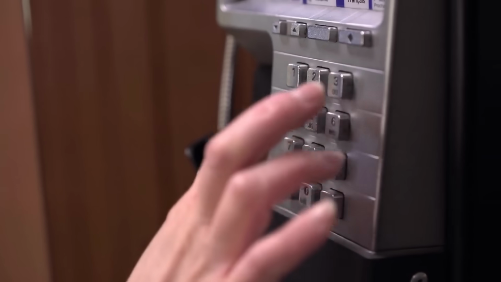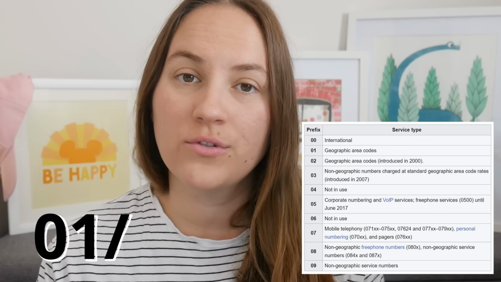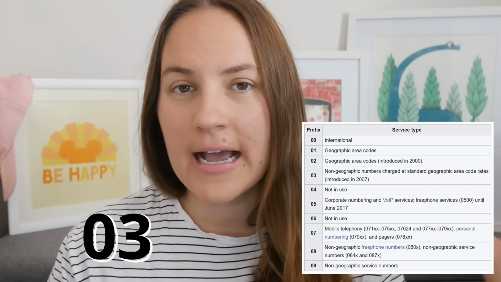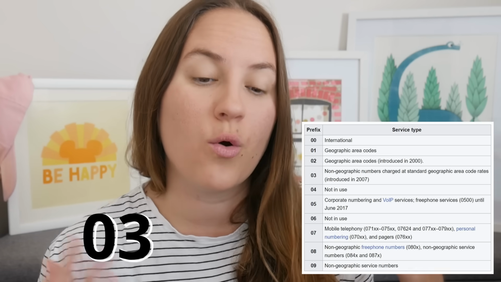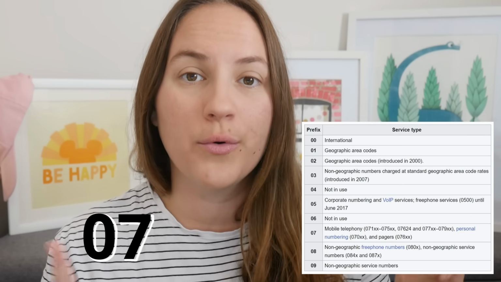But here's where it gets really interesting. The first 2 digits of a UK phone number tell you what kind of number it is. 01 or 02 are geographic landlines. 03 is a non-geographic number. It's tied to a national rate like a business, a charity, or a government service. The prefix of 07 means you're calling a cell phone or mobile phone.